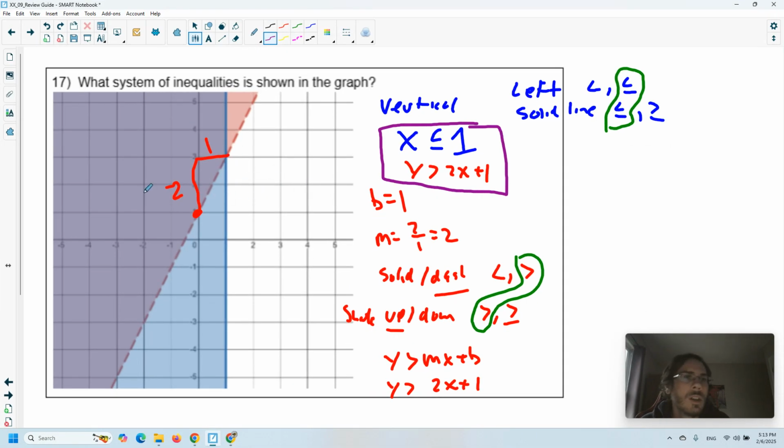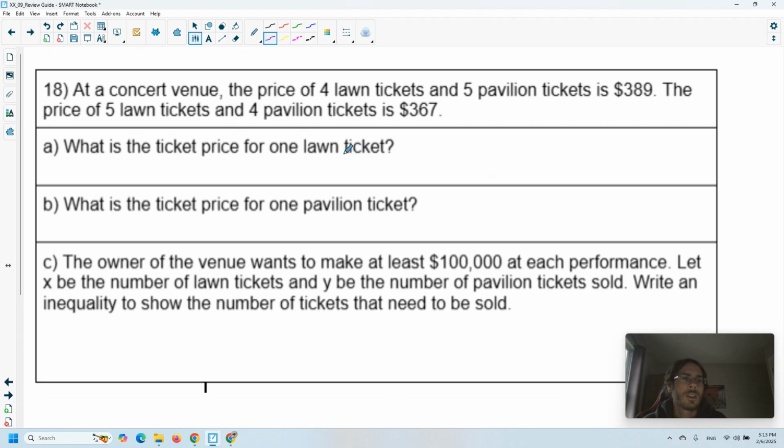Okay, cool. All right, I think we're at the end. I think we finally hit the last question. So for 18, at a concert venue, the price of 4 lawn tickets and 5 pavilion tickets is $389. 5 lawn tickets and 4 pavilion tickets is $367. What's the ticket price for 1 lawn ticket, 1 pavilion ticket? All right, we can figure that out. That doesn't seem too crazy.